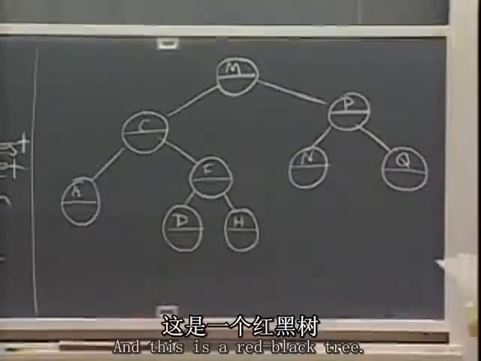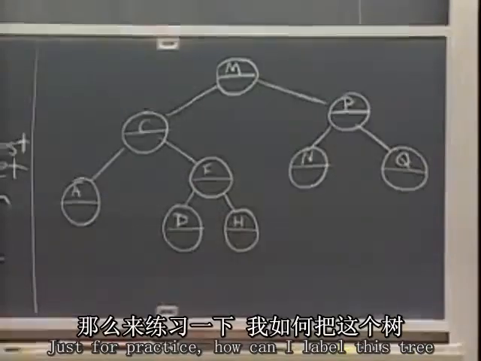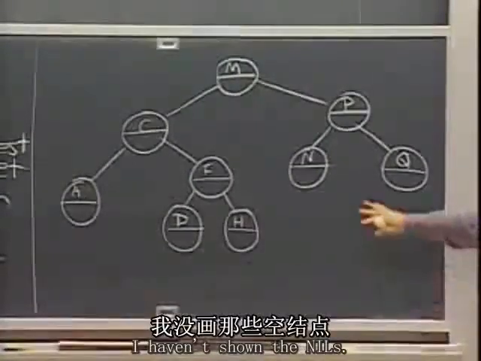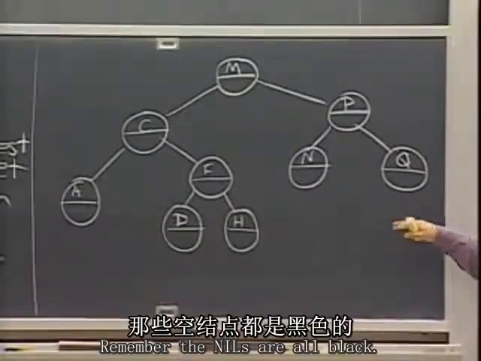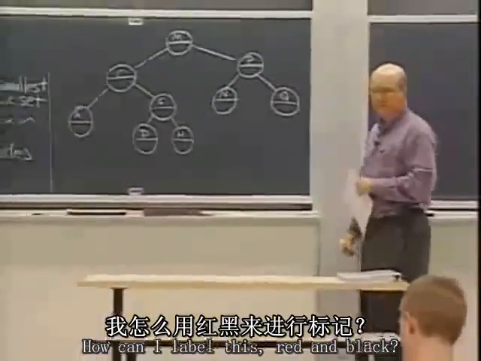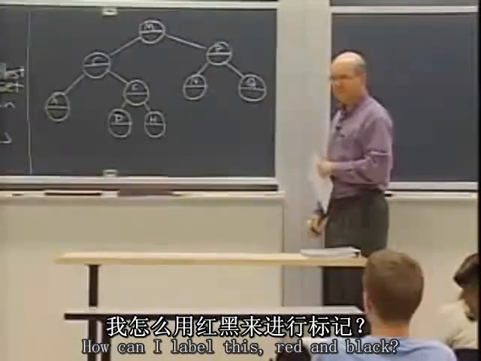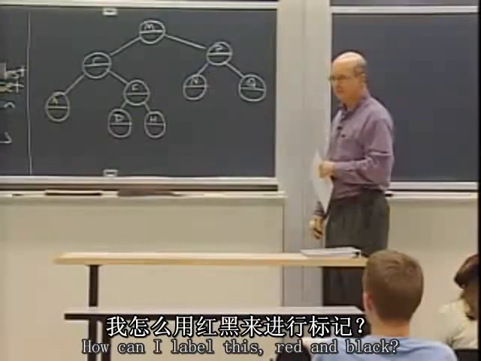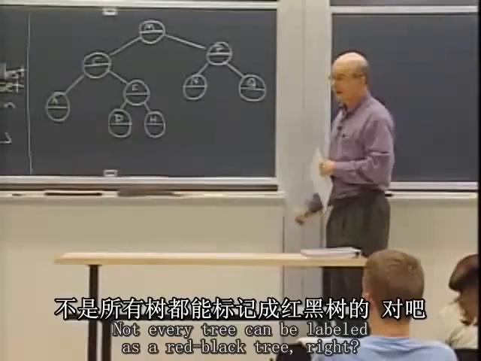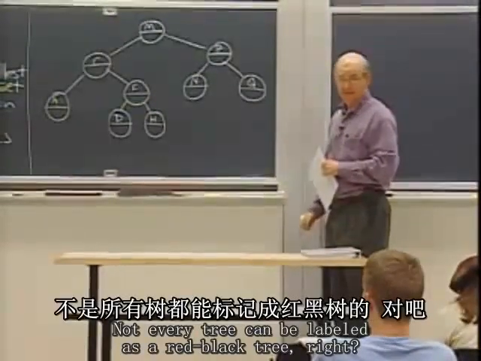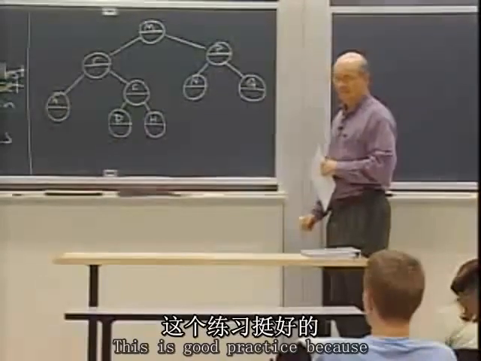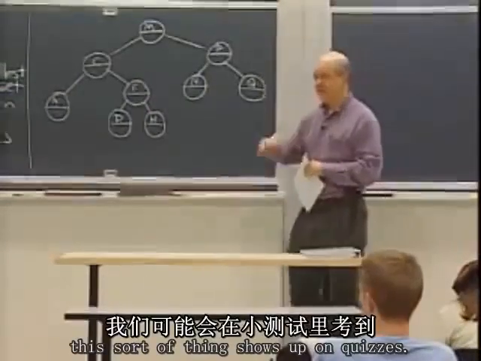And this is a red-black tree, so just for practice, how can I label this tree so it's a red-black tree? I haven't shown the nils. Remember, the nils are all black. So how can I label this red and black, making sure it is a red-black tree? Not every tree can be labeled as a red-black tree. This is good practice because this sort of thing shows up on quizzes.